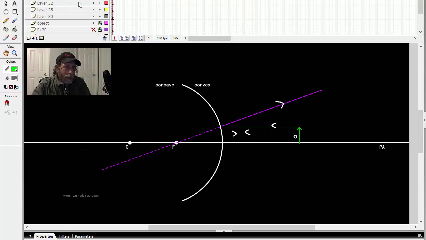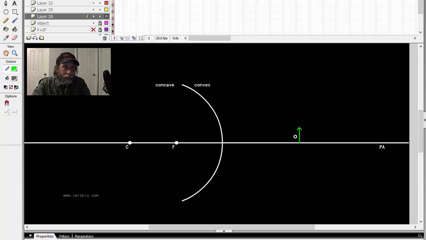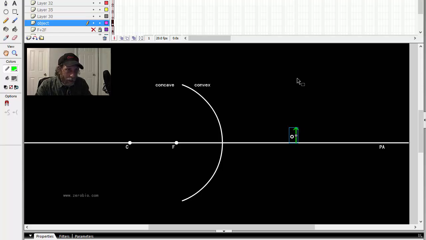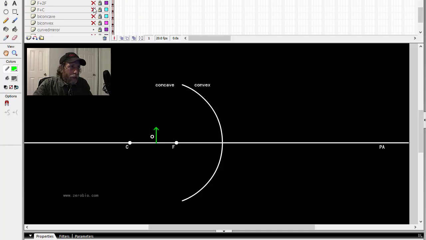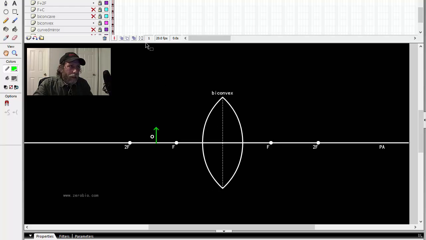Let's talk about lenses as well. So I'll clear all this stuff up, including that. And I'm going to grab my object and move it back over here. But now when we deal with lenses, we are not looking at F and C. We are looking at F and 2F and a principal axis. And I'm going to get rid of the curved mirror and let's do the biconvex lens. There we go. Okay, this is a lens now. It's not a mirror, so the light can pass straight through the lens.